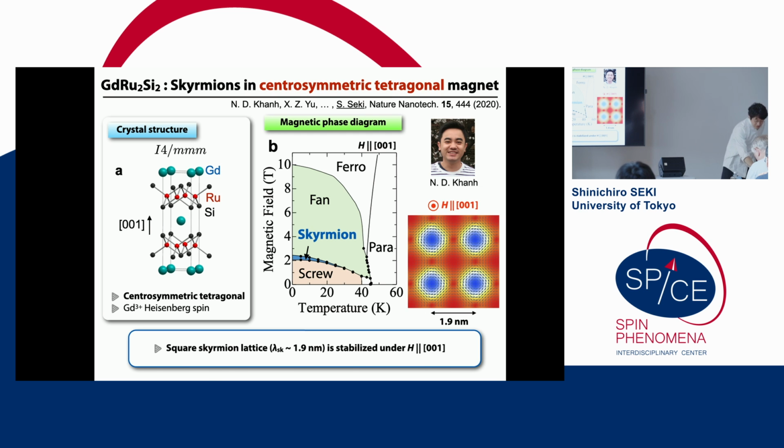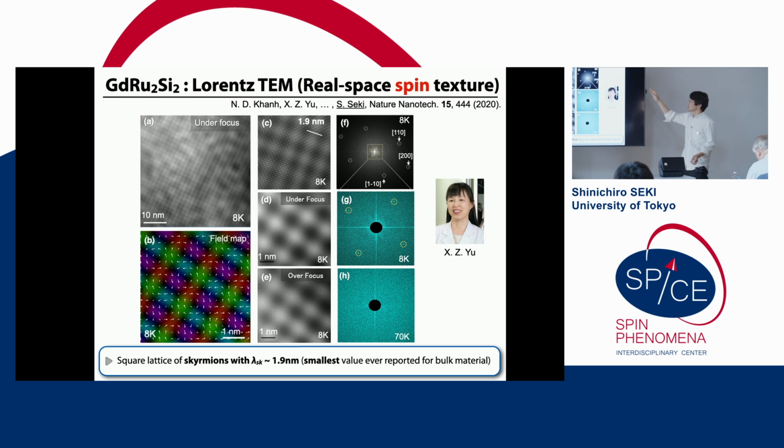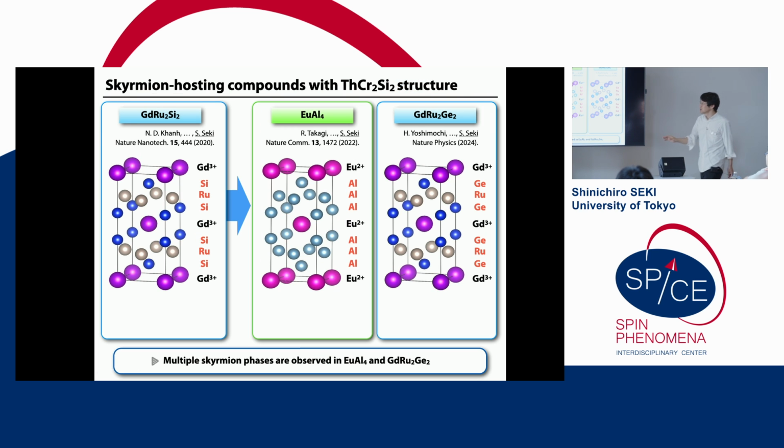This corresponds to the real-space spin texture obtained by the technique of Lorentz transmission electron microscopy. This is experimental data, and you can see that the swirling skyrmion spin texture forms a beautiful square lattice. Here the diameter of the skyrmion is as small as 1.9 nanometers. This is the smallest skyrmion size ever reported for a single-component bulk material system. So for gadolinium ruthenium 2 silicon 2, the emergence of an extremely small skyrmion is now established.